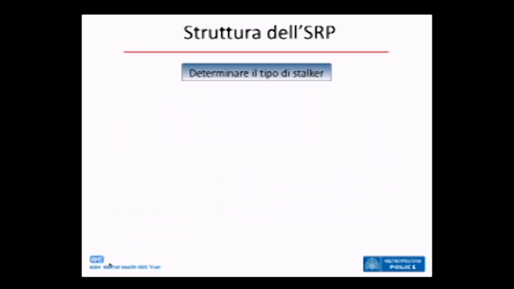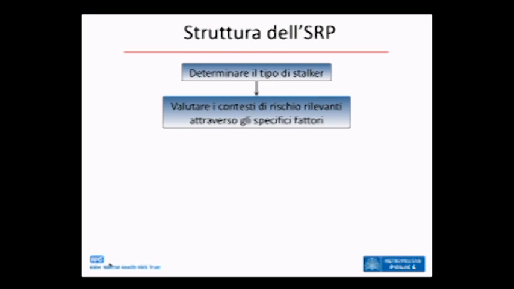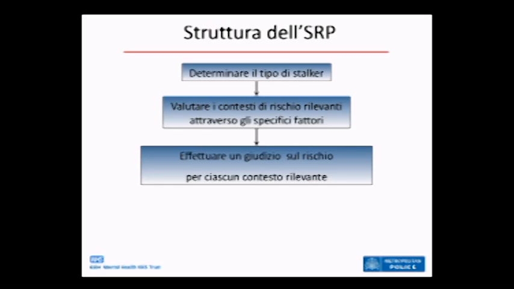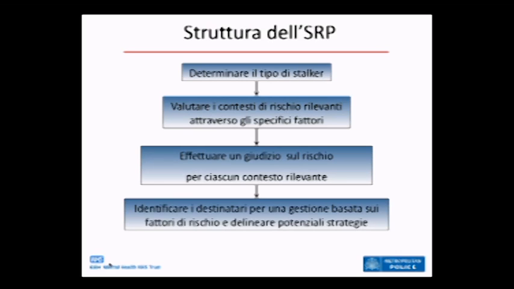So, in this approach to risk, we first of all determine the type of stalker. We then go through the different risk factors and different domains, and we make risk judgments separately for each domain. And we work out intervention strategies in order to reduce the risks which we've described. Is that clear? Does everyone understand that? Okay.